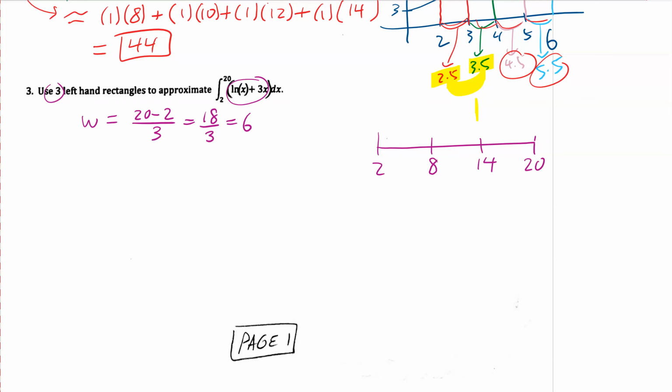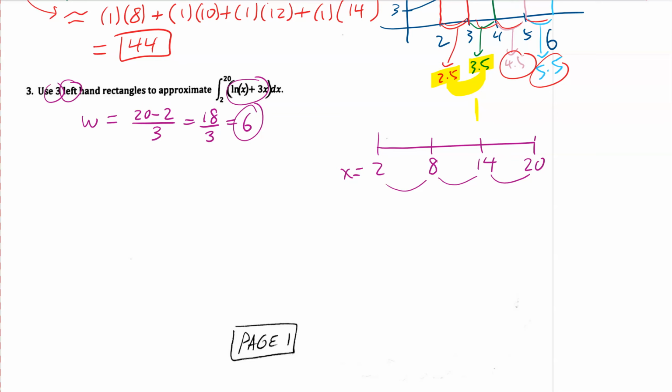to the 20. I'm using my width here of 6. If you add 6 to the 2, you get 8. Add 6, you get to 14, you get to 20. So what that tells us is these are the x values that we will be plugging in order to find the y values. Now, to be clear, it did say use left rectangles.